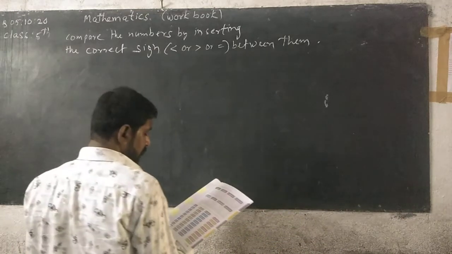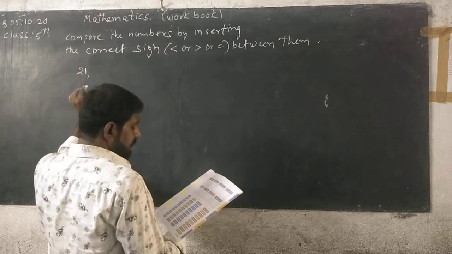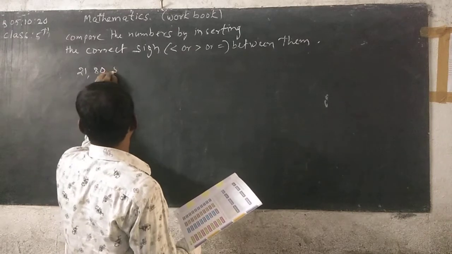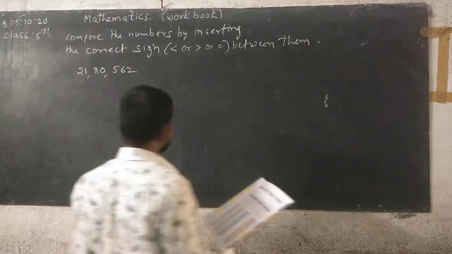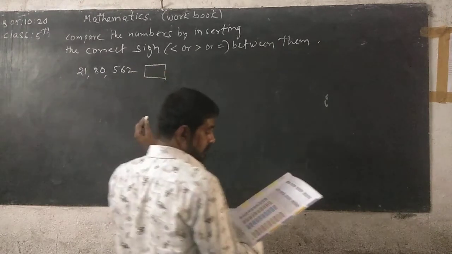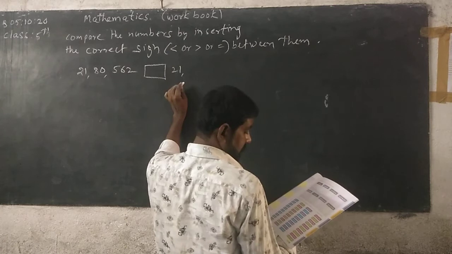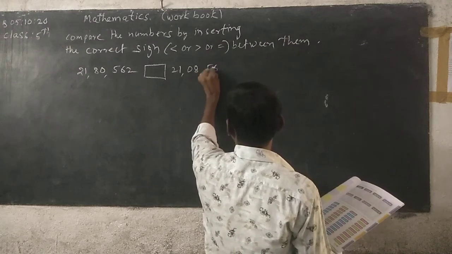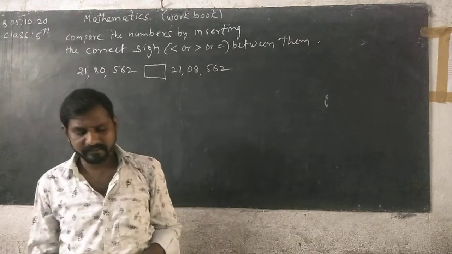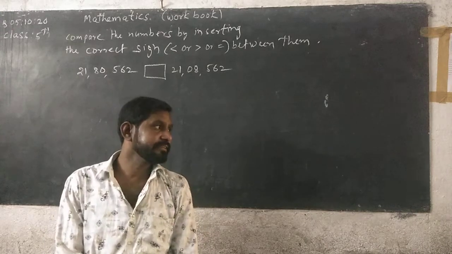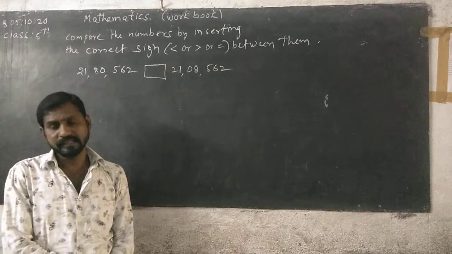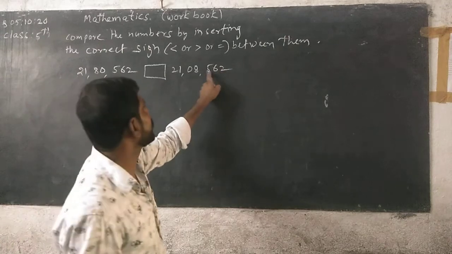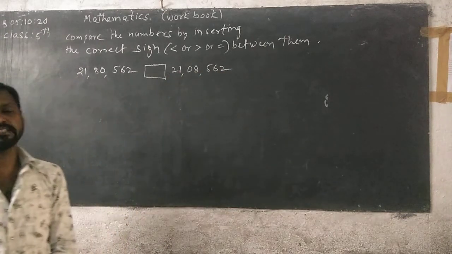See first one, 21 lakh 80,562 and 21 lakh 8,562. While you are comparing the numbers, first you can see the digits of the given numbers. The digits of the two numbers should be the same count. 1 2 3 4 5 6 7, 1 2 3 4 5 6 7. So the digits are the same.